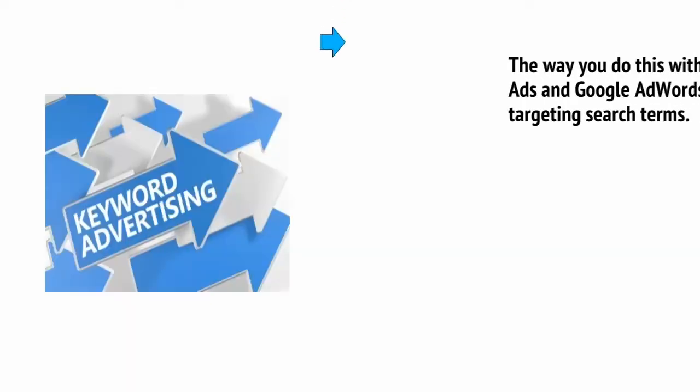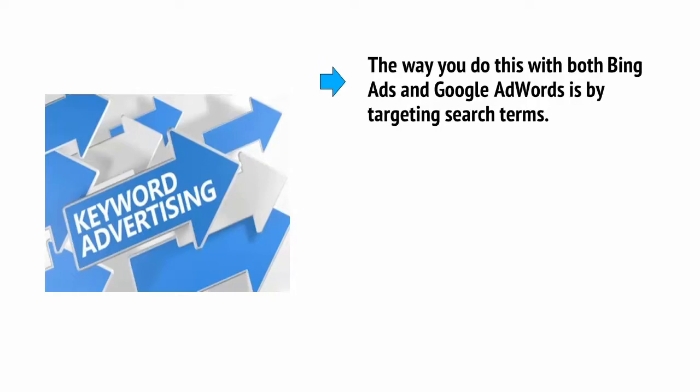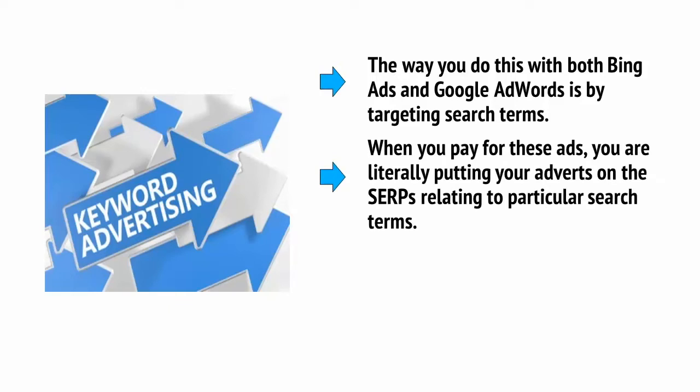The other thing that most PPC ad networks have in common is the ability to target a specific demographic. And this means that you can identify who your buyer persona is and profile your ideal customer from there. Then you can target that person specifically with your adverts. The way you do this with both Bing Ads and Google AdWords is by targeting search terms. When you pay for these ads, you're literally putting your adverts on the SERPs relating to a particular search term.